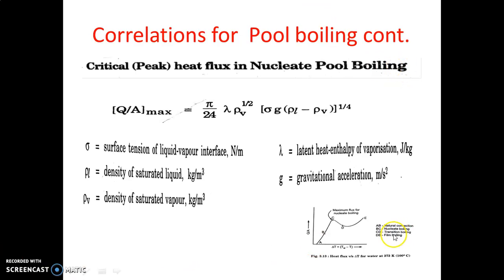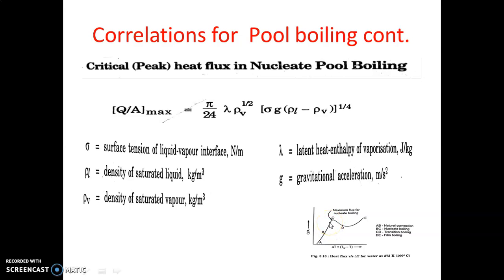So we have already discussed this graph, Q by A versus delta T. Segment AB is the natural convection, segment BC is the nucleate boiling. In this nucleate boiling, this point, that is point C, is called the critical heat flux, and this segment is called nucleate boiling.